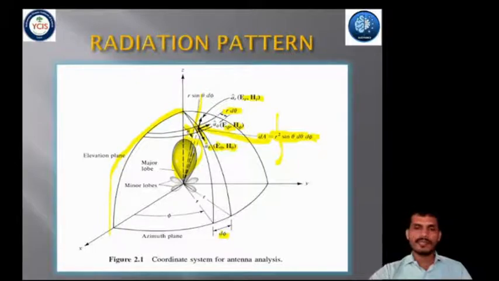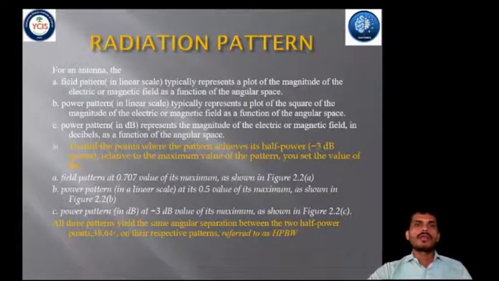For an antenna, there are some assumptions present, in which the first one is for the field pattern, the second one is for the power pattern, and the third one is also for the power pattern. But the two power patterns are for two different scales. One scale is the linear scale, and the other is in dB.